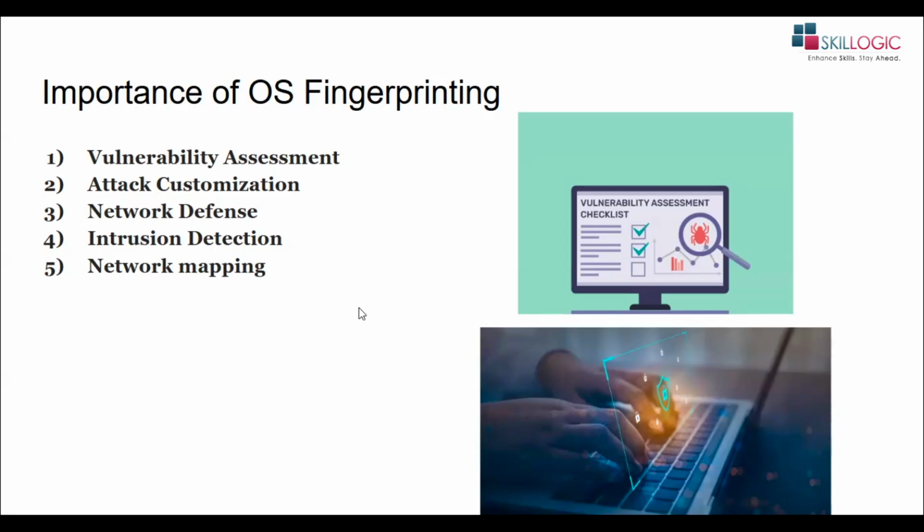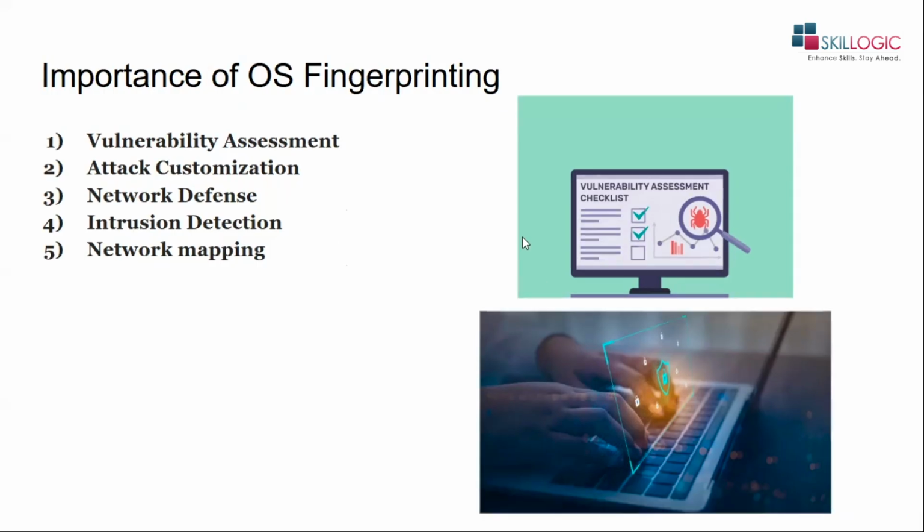Then coming to the defense part, for defenders, OS fingerprinting helps in creating more precise rules for firewalls and intrusion detection systems. Then coming to intrusion detection, by monitoring OS fingerprinting attempts, network administrators can detect and respond to potential attacks more effectively. It also helps with network mapping, by identifying different types of operating systems running on various devices. That is some of the importance.